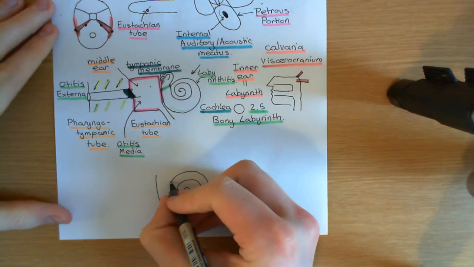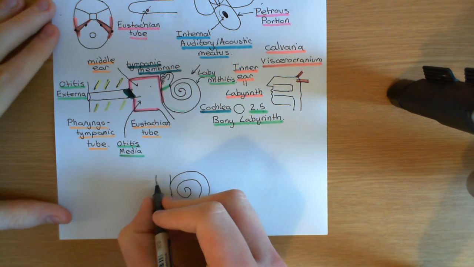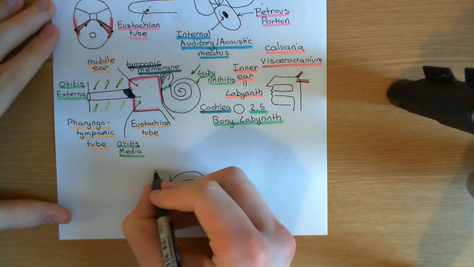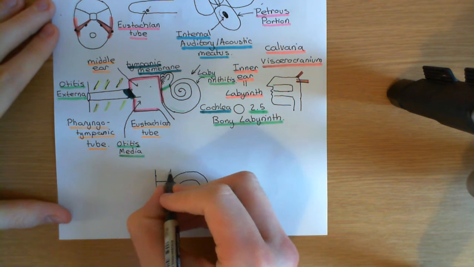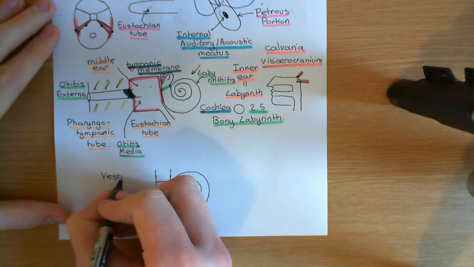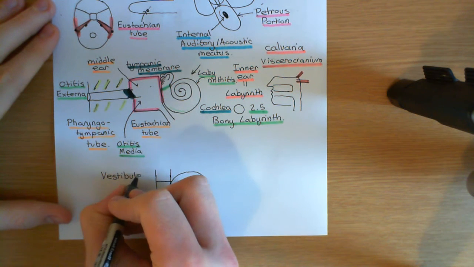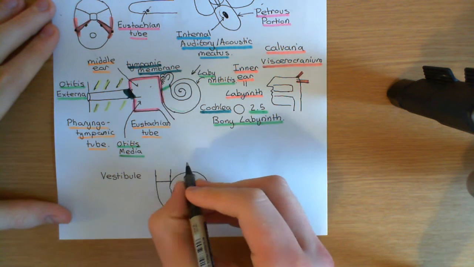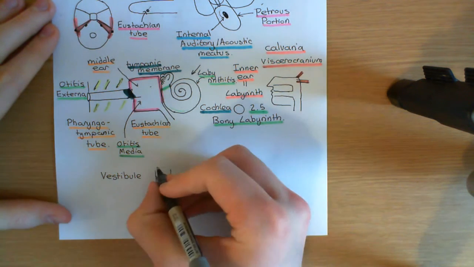Okay, then after the cochlea, that's the cochlea complete there. So this is where the cochlea ends. But after that, you've got a portion that is known as the vestibule, and this is part of the vestibular system. So this is known as the vestibule, and off the vestibule are going to come the semicircular canals.